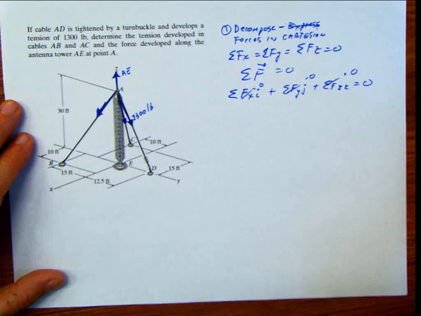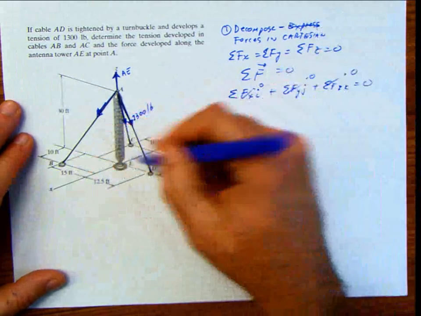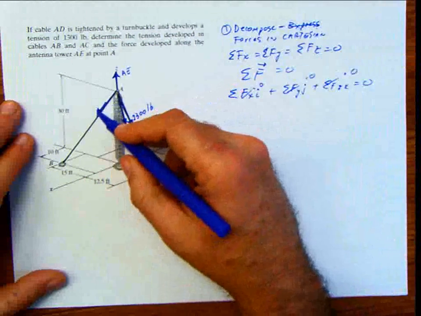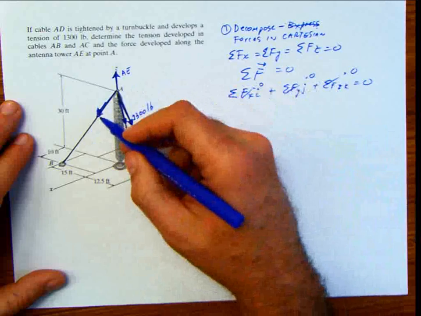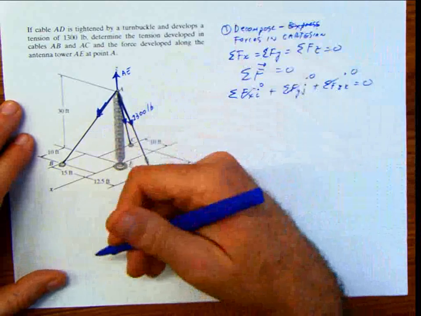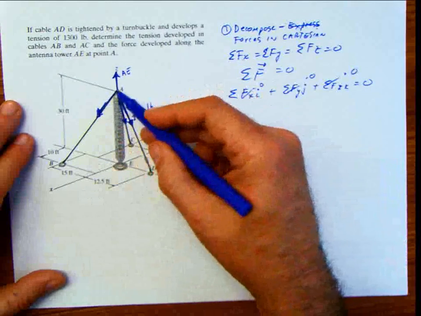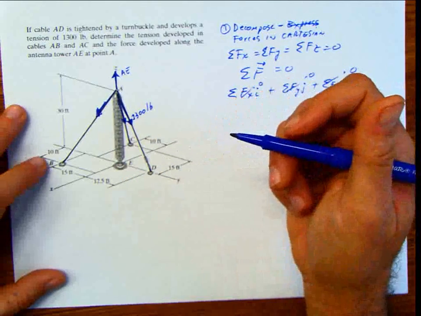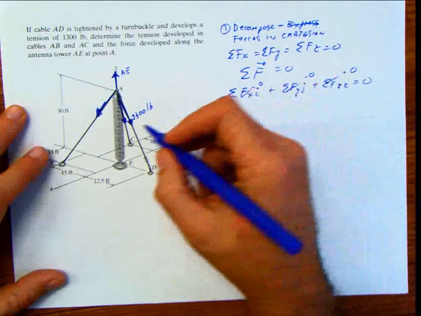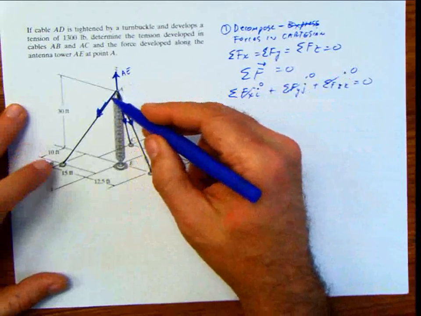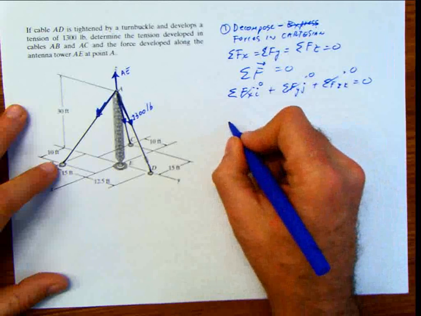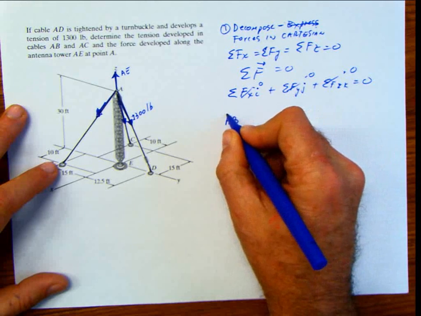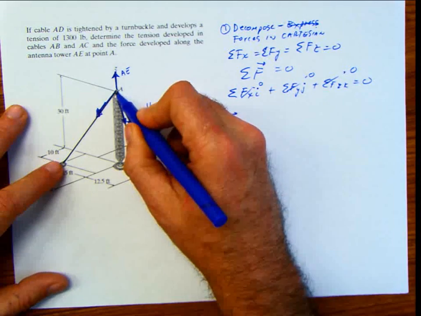What is our problem here? Express each one of the forces in Cartesian notation. How? Multiply the magnitude by the unit vector. How to calculate the unit vector? Calculate the position vector and divide the position vector by its magnitude. So let's start with AB. AB is this one here. Let's start with the position vector AB. What is the position vector for AB from here to here?